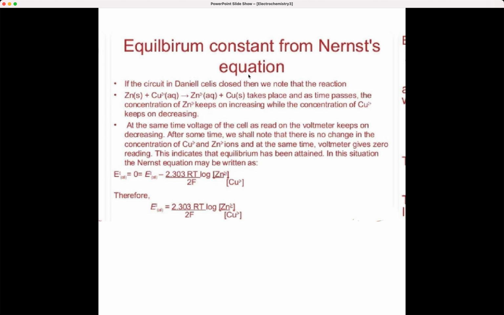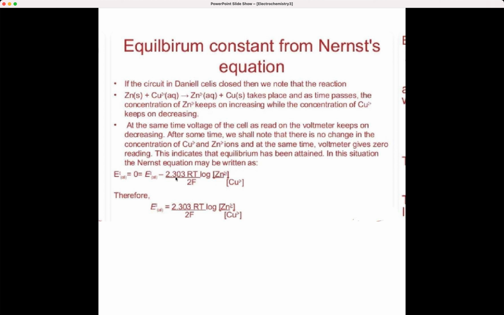At the same time, the voltage of the cell is read on the voltmeter. I showed you in the last diagram the voltmeter used for the reading and the switch setup. The voltmeter reading keeps on decreasing, and after some time there is no change in the concentration of Cu²⁺ and Zn²⁺ ions, and the voltmeter will give you 0 reading. It shows that equilibrium has been attained. So, how will you find out that equilibrium is attained? By looking at the voltmeter, which gives you 0 reading.